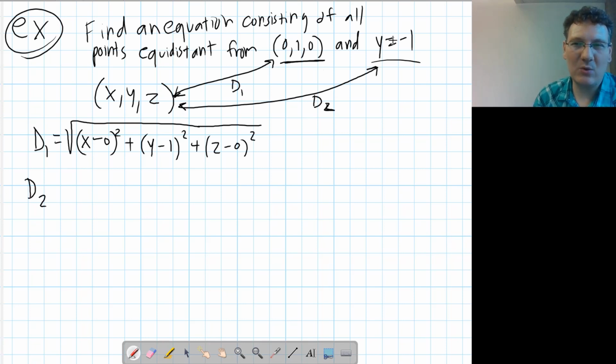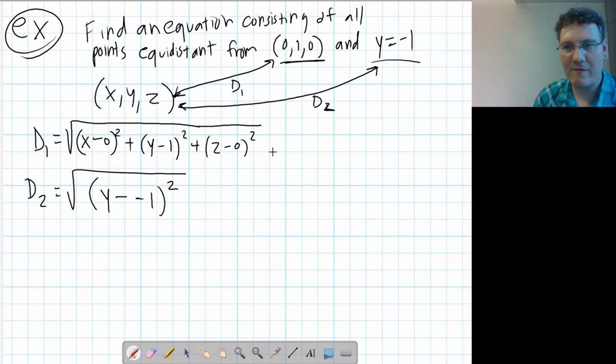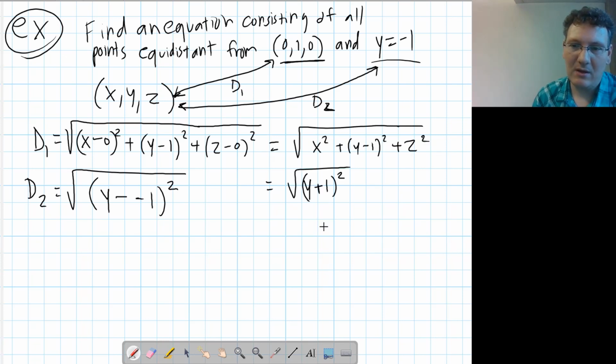Now, the distance between a point and the plane y equals -1, it doesn't matter what x and z are. It just matters what the y coordinate is. It's going to be simply the square root of (y minus -1) squared. That will be the distance. So it doesn't matter what x and z are, because we just want to know how far the y coordinate is away from -1. Let's clean these up a little bit. So we have these two square roots. And okay, so now how do we get the surface from these two?